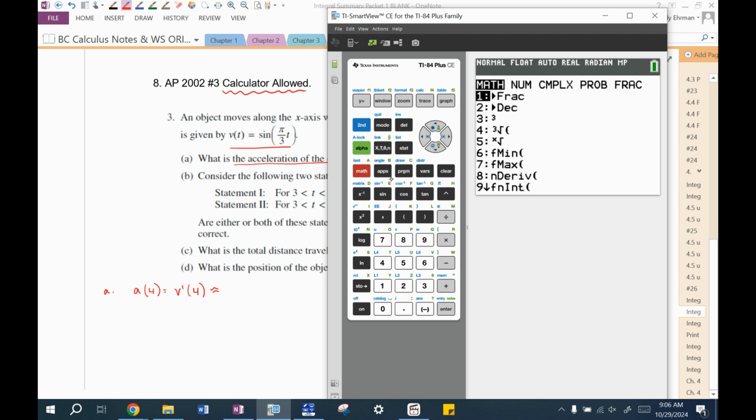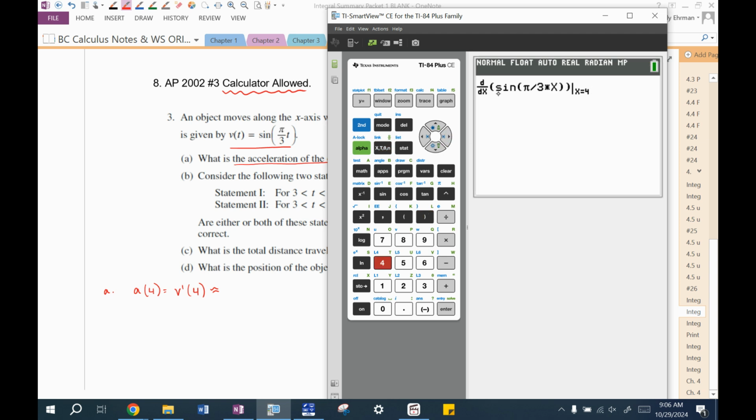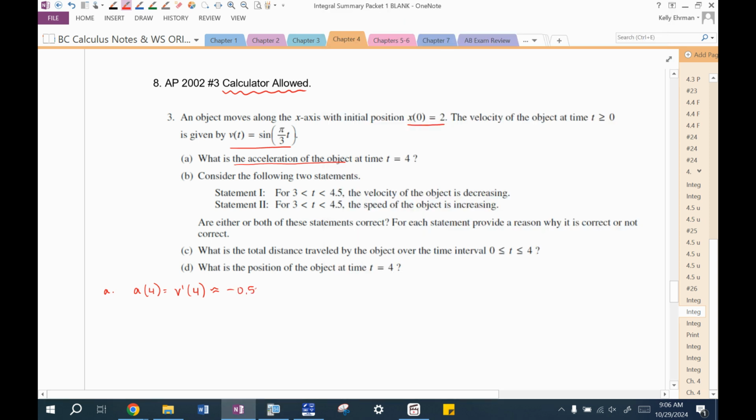So derivative. So math 8, derivative with respect to x of sine of pi over 3 times x. And we are evaluating at 4, right? Make sure you're in radian mode. I'm double checking that I typed this in correctly. Yes. Okay. So it's equal to negative 0.524. Do we have labels on this? No. So nothing to label there. All right, that's it. That's all you have to show for part A.